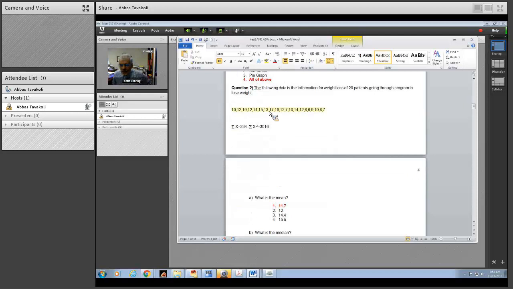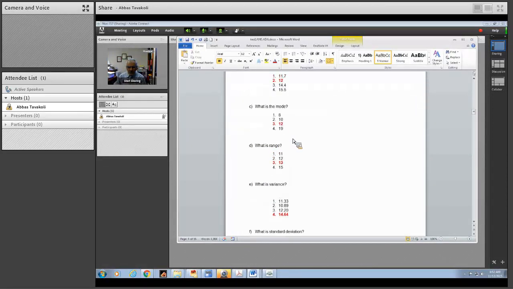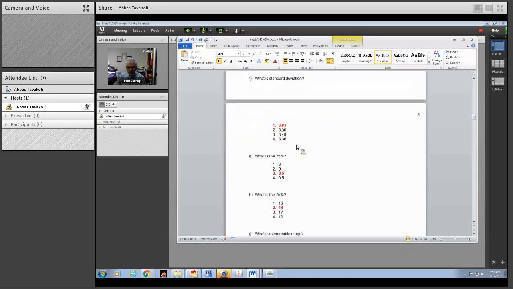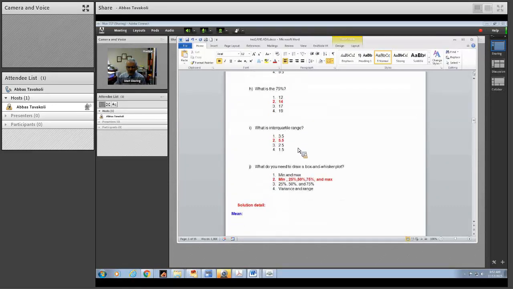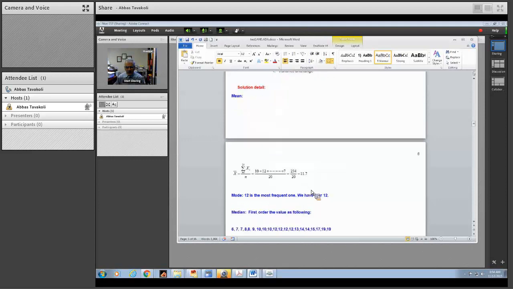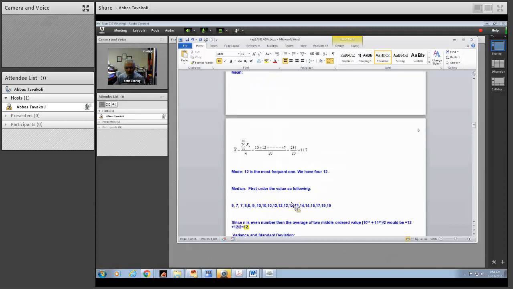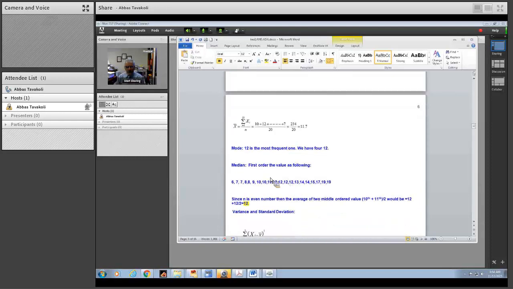The following are 20 patients' weight loss, and I asked you to calculate mean, median, mode, range, variance, standard deviation, 25th and 75th percentiles, interquartile range, and also what you need for a box plot. The mean, basically you add up the numbers and divide by the number of patients, is 11.7. The mode is the most frequent number. If you look at it, there are four of this value. 12 is your mode.